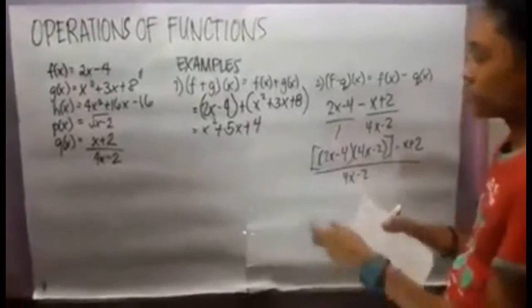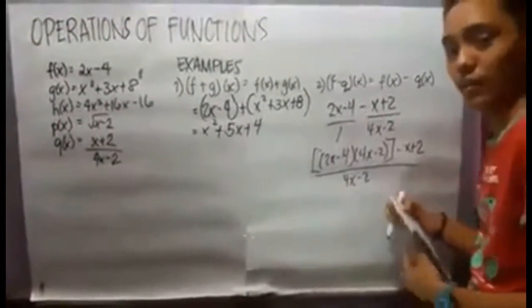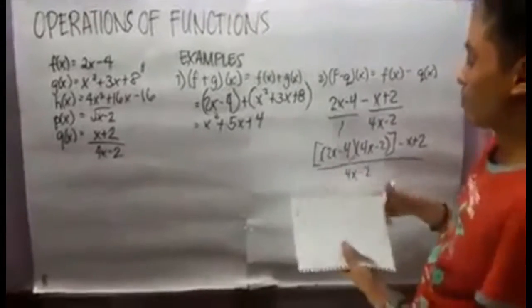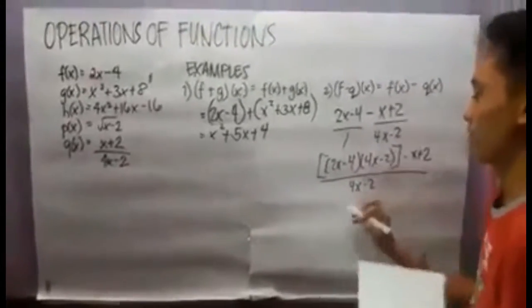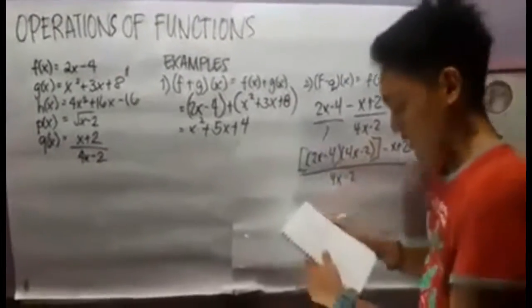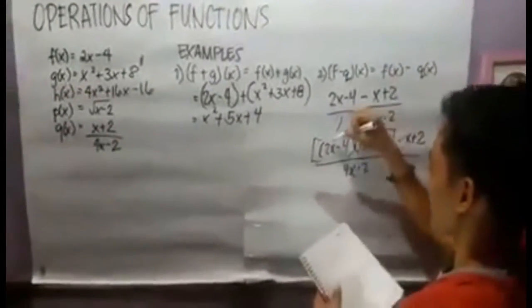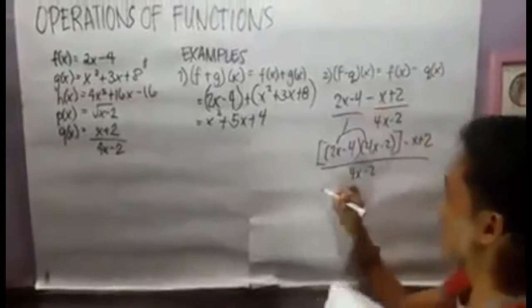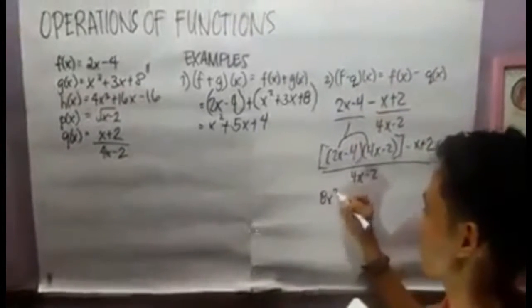So guys, nakikita nyo na may bracket dito. Bakit nga may bracket? Bakit nga ba may bracket? Kasi siya yung priority muna natin na isolve. So, isolve muna natin siya using FOIL method, which is 2x times 4x is 8x squared.